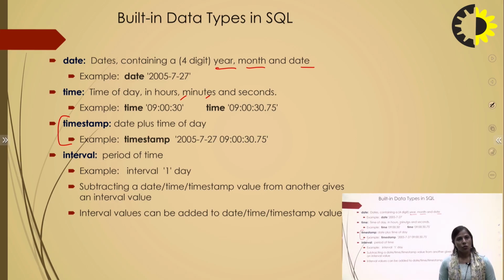There are various user-defined data types also. We will discuss in a further slide how we can define a user-defined type in SQL. Now there is interval, which is a period of time. It can be defined as 1 day, or we can define it as date, time and timestamp. So this is how interval is used.